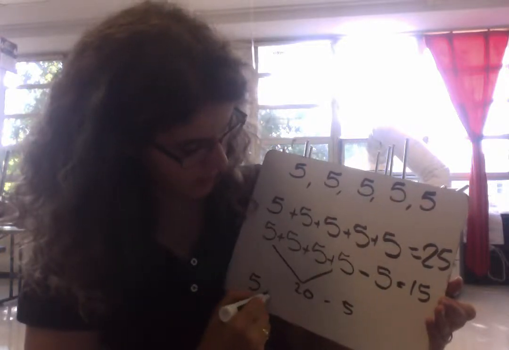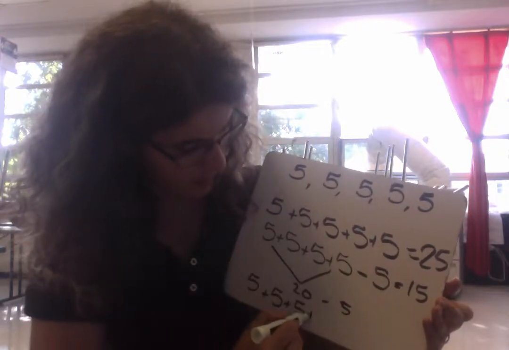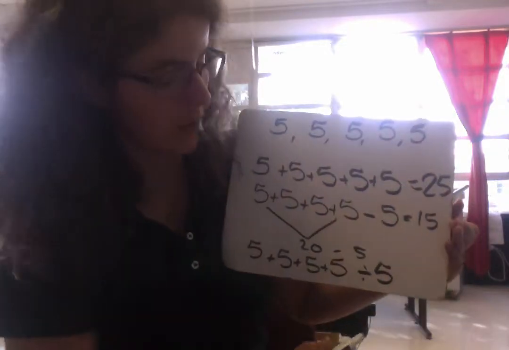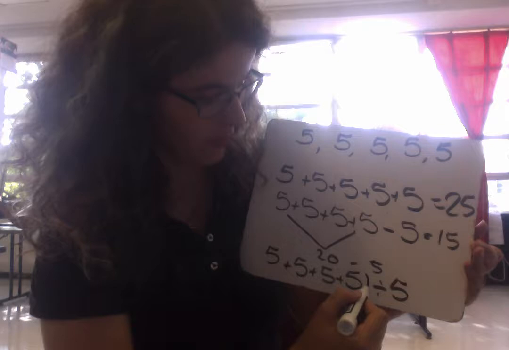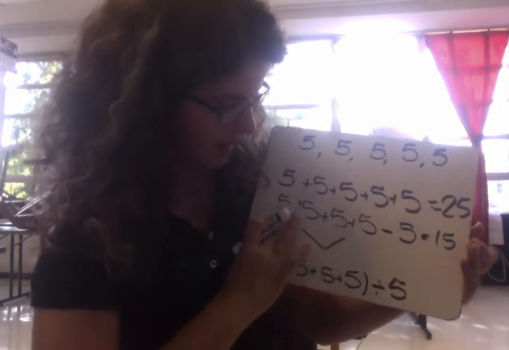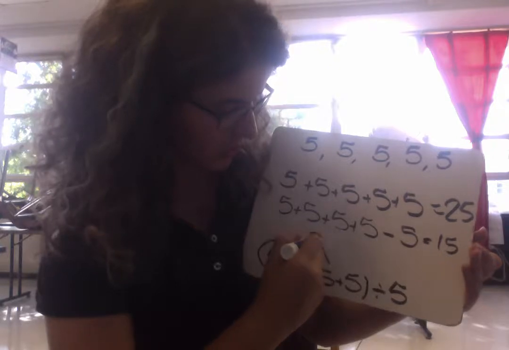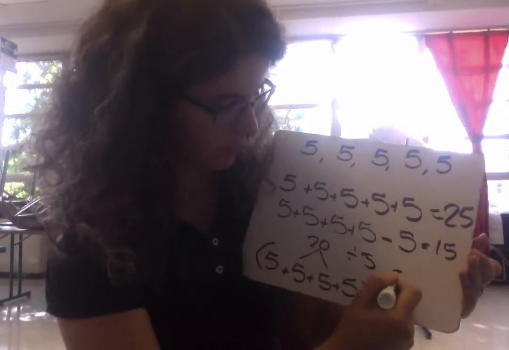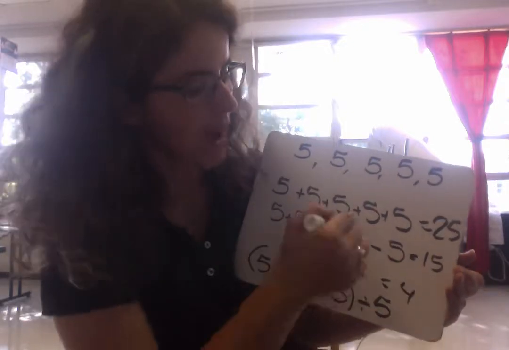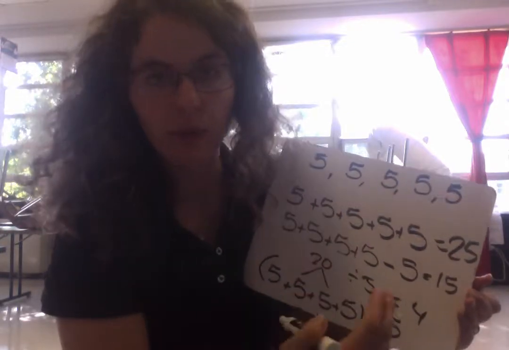I could do 5 plus 5 plus 5 plus 5. I could divide by 5. But remember, if I want to divide all of this by 5, then I would want to use parentheses. So now I could say that I have 20 divided by 5, which gives me 4. So right there in about 2 minutes, I've already got 3 different numbers that fit my criteria.